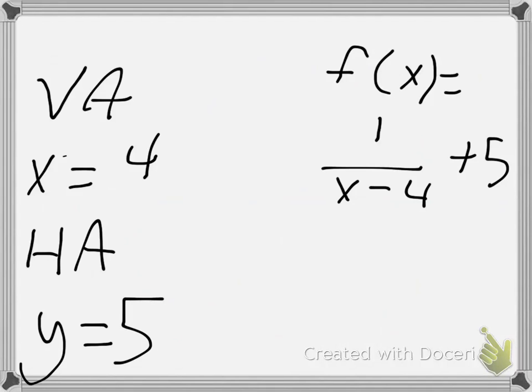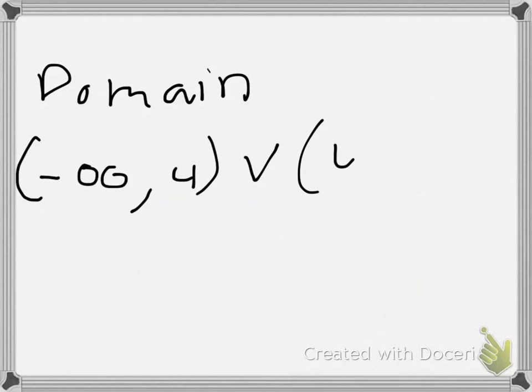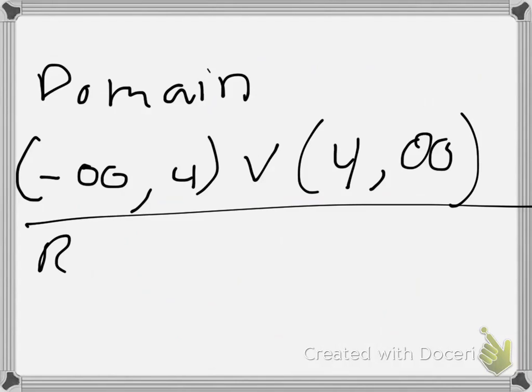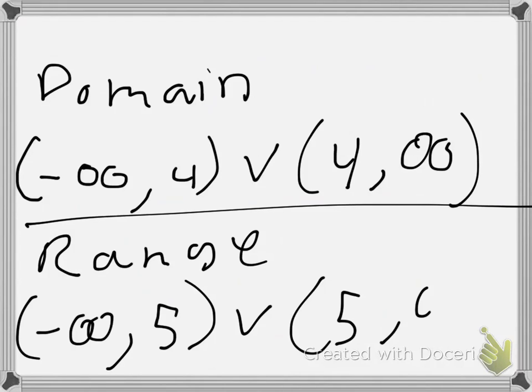Next thing we do is write down our domain and range. Now, our domain, based on our problem, would be negative infinity to 4 union 4 to infinity. Now our range would now be negative infinity to 5 union 5 to infinity. That would be our domain and range.